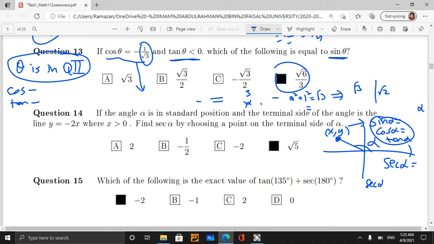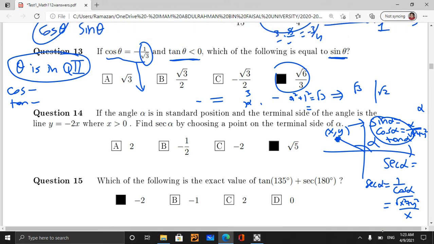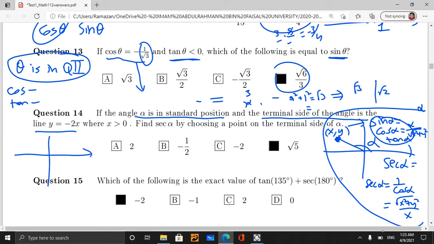Secant alpha will be 1 over cosine alpha. And cosine alpha here is x over square root of x squared plus y squared. So secant alpha will be square root of x squared plus y squared over x. Now, the problem here is finding a point on the terminal side. It says alpha is in standard position, and the terminal side of the angle is the line y equal to negative 2x. So let's try to draw the line here.